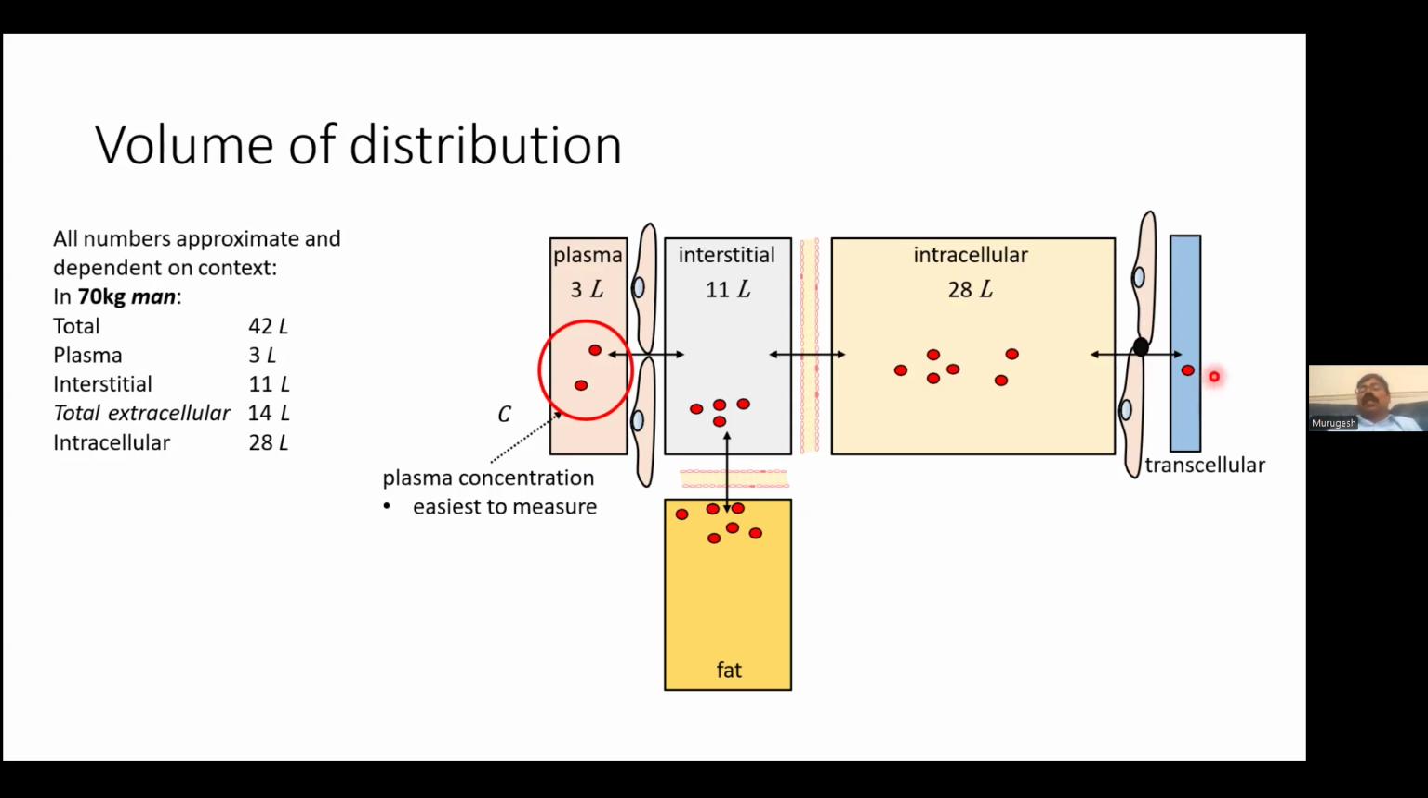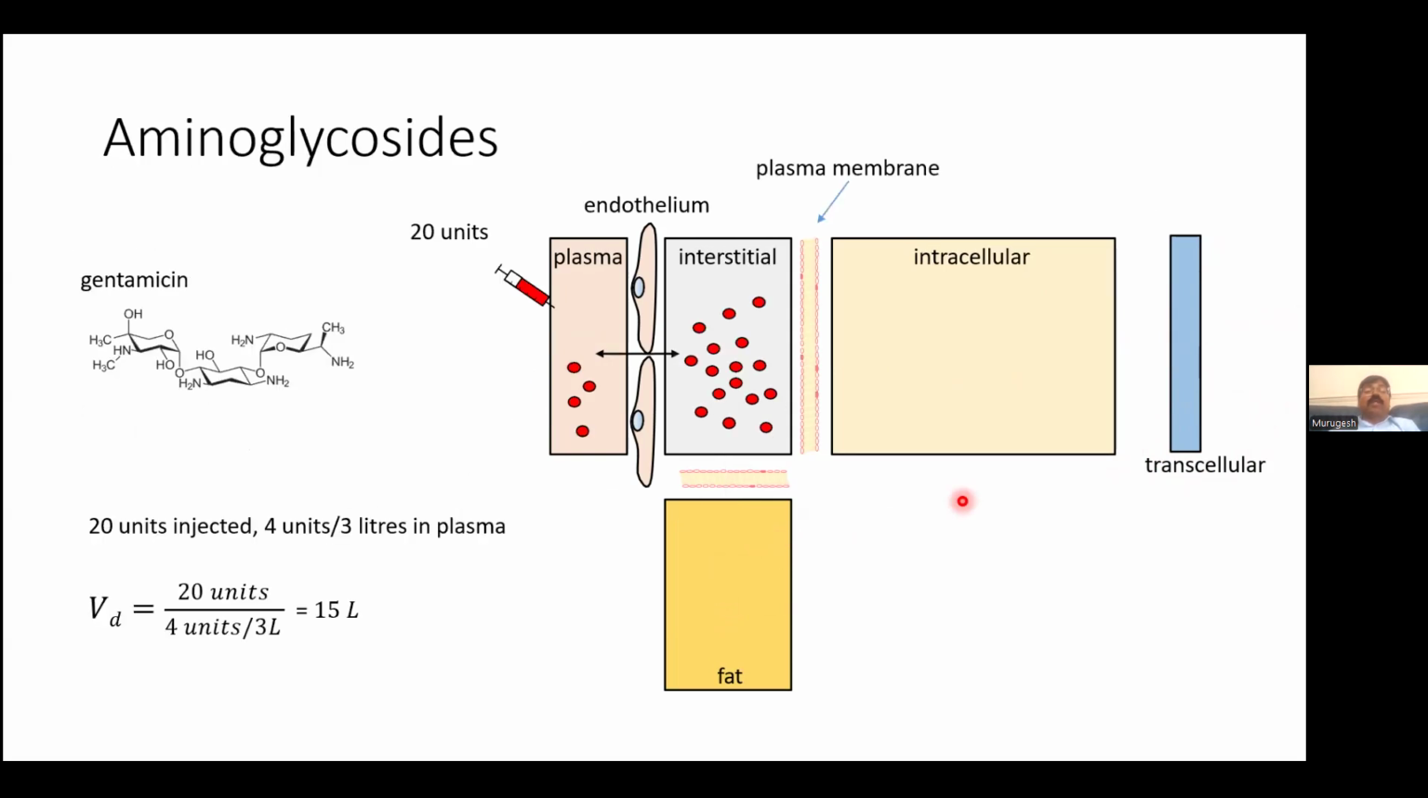And then transcellular, again, this is very important and it is on a case-by-case basis. Likewise, if it penetrates into fat, the volume of distribution will be very high. A classic example is gentamicin, an aminoglycoside. Suppose you give 20 units by injection and you get a concentration of 4 units during the beta phase, you calculate the volume of distribution, which will roughly be 15 liters. So you clearly see it is predominantly going to be an intravascular agent.